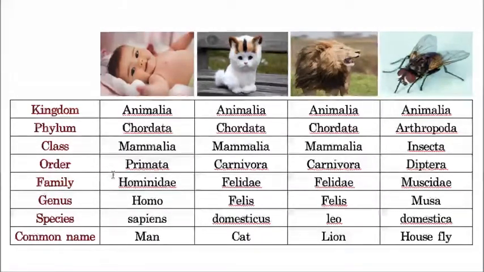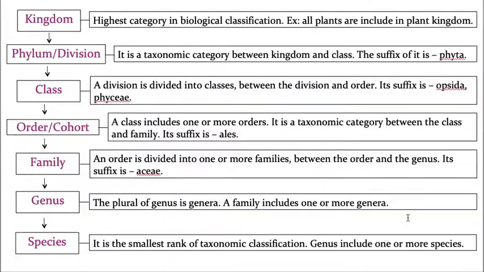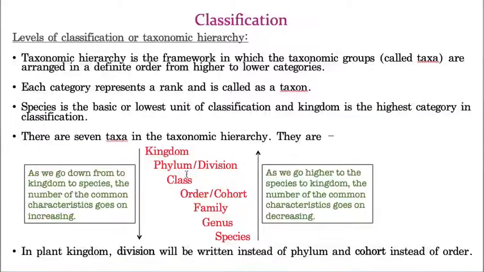Now, let us take this example, human beings. The classification of human beings is: kingdom Animalia, phylum Chordata, class Mammalia, order Primata, family Hominidae, genus Homo, and species sapiens, and the common name, obviously, man. These are some more examples to help you understand. Hope you understand now what this taxonomic hierarchy is. These are the various taxonomic categories through which you need to do the classification.